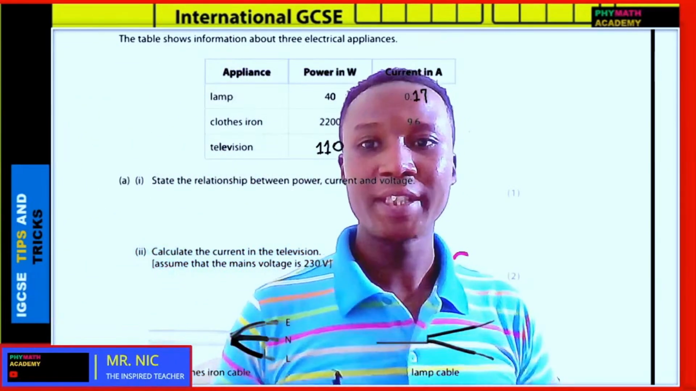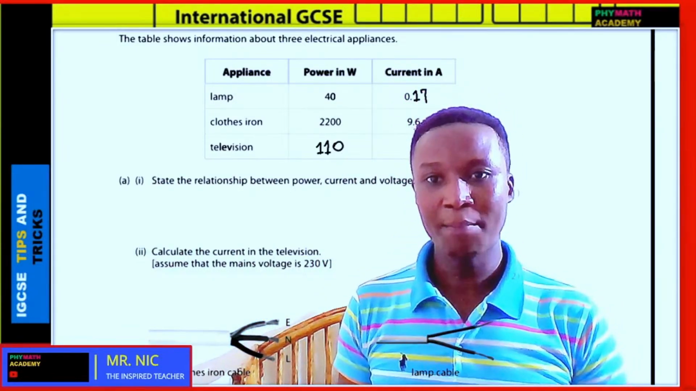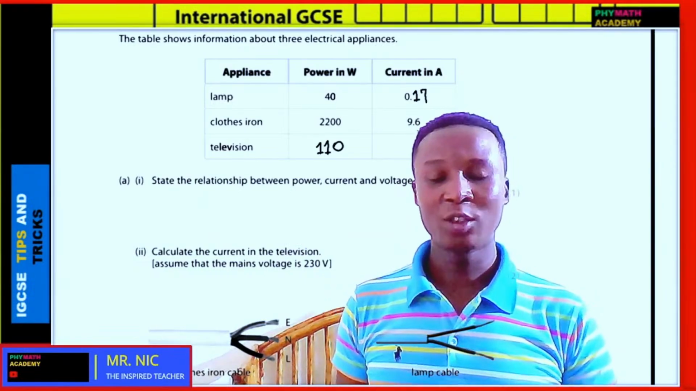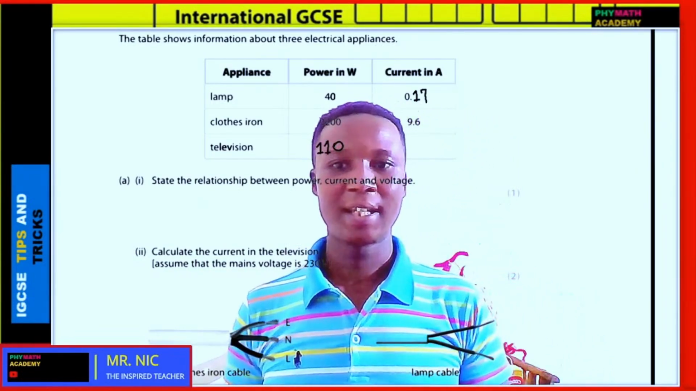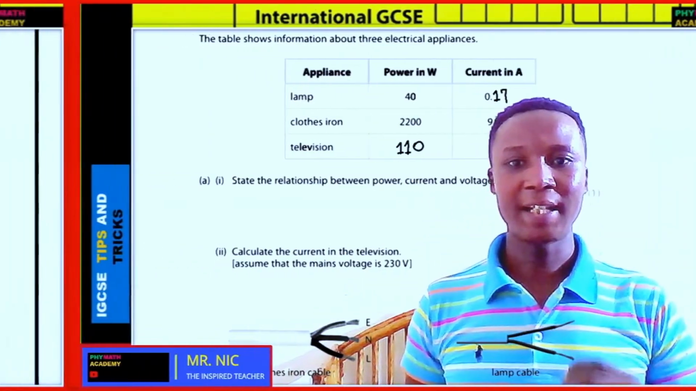The table shows information about 3 electrical appliances. We have a lamp which is rated 40 watts. We have a cloth iron rated 2200 watts. And we have a television that's rated 110 watts.